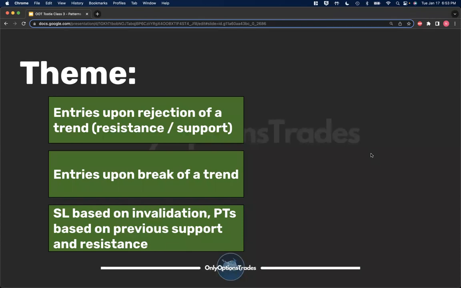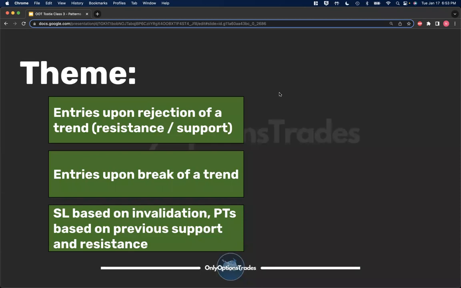Then we've talked about stop losses when the pattern breakout is no longer valid, right? When price comes back within the trend, when price clears the previous highs or lows, that's when we stop out, when the pattern is no longer valid. And then we have our profit targets based on previous support and resistance. So that's our main themes. Does anybody have any questions before we move into introducing a few more patterns?